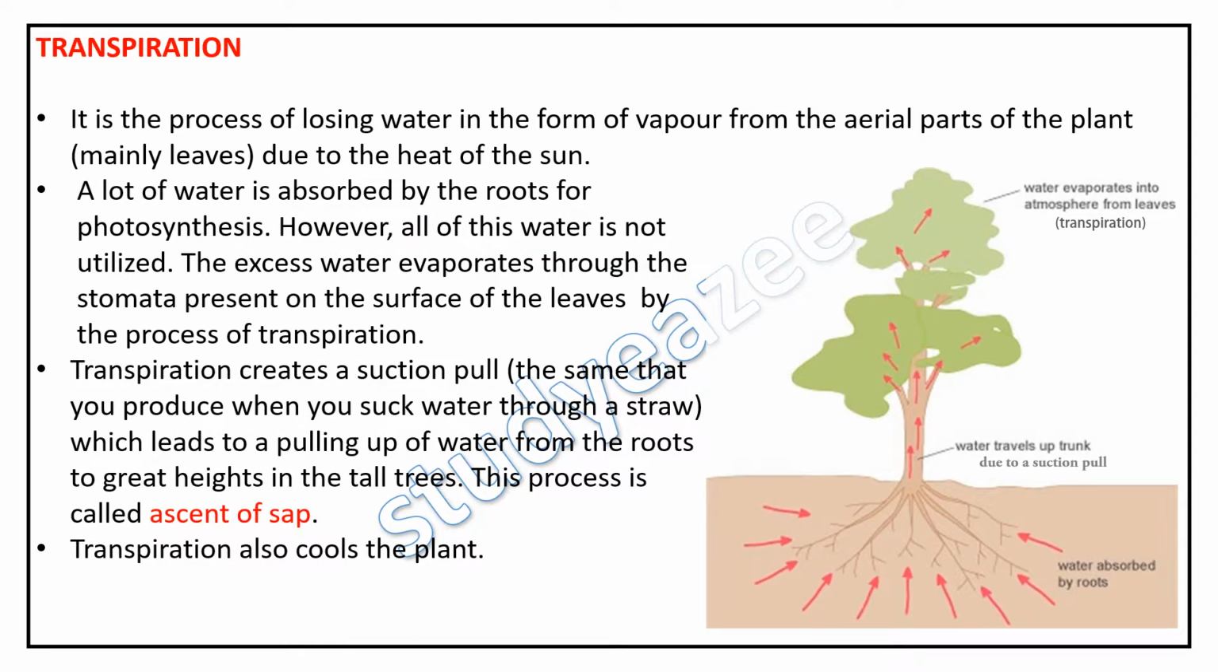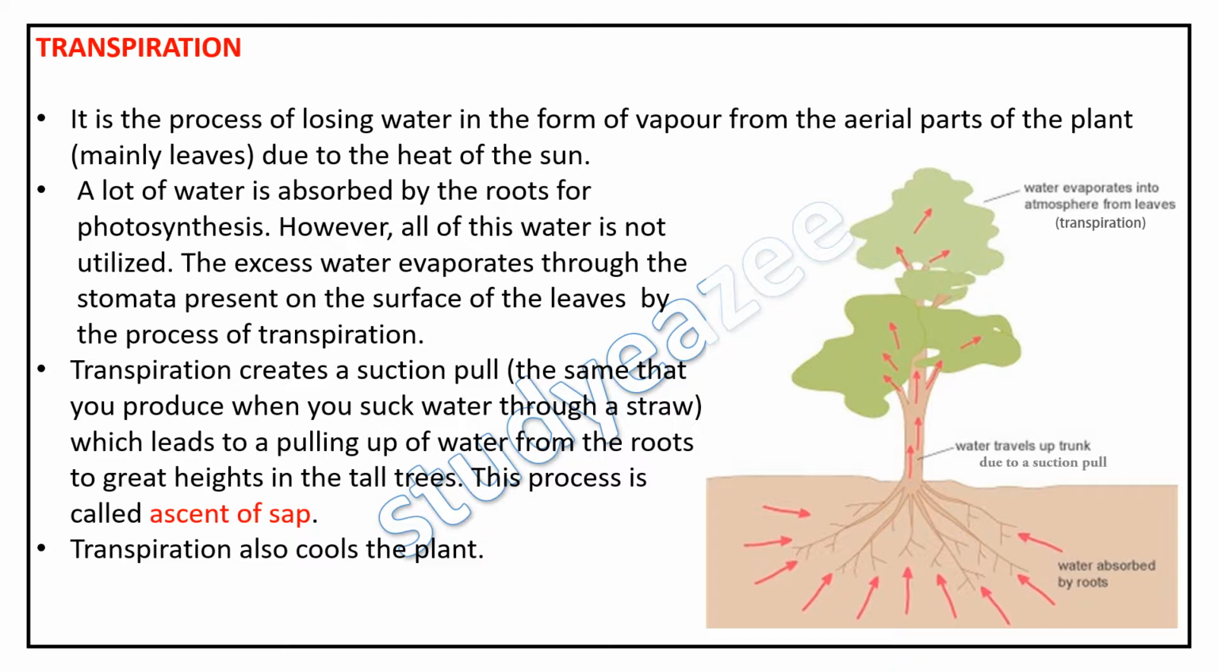What is transpiration? It is a process of losing water in the form of vapor from the aerial parts of the plant, mainly the leaves, due to the heat of the sun. A lot of water is absorbed by the roots for photosynthesis. However, all of this water is not utilized. The excess water evaporates through the stomata present on the surface of the leaves by the process of transpiration.